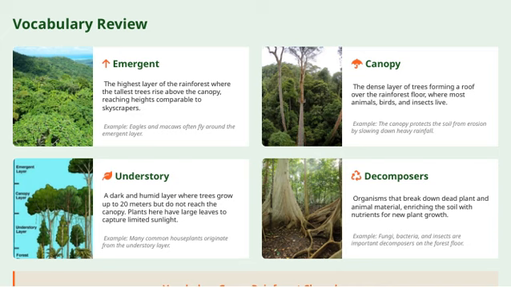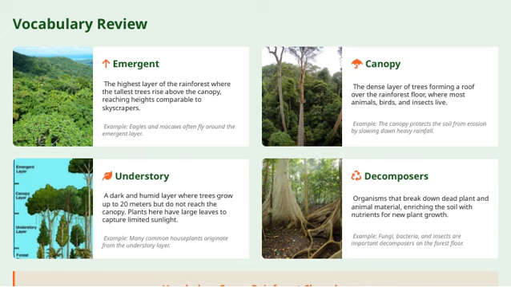Below the canopy is the understory. This layer is darker and more humid. Trees here grow up to about 20 meters tall but don't quite reach the canopy. Plants in this layer have large leaves to make the most of the limited sunlight that filters through. Many houseplants you might see at home actually originate from this understory layer.